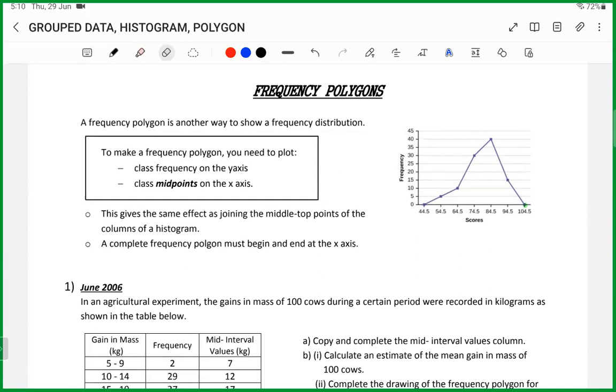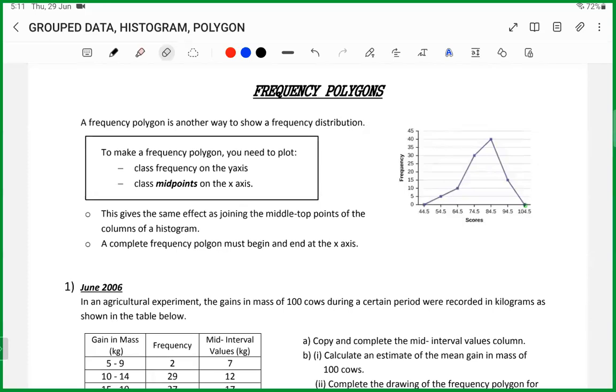So in a frequency polygon, it's not difficult, but it's easy to just confuse what you have to plot for each one, you know, to get them mixed up. So for the histogram, remember you use the class boundaries to get your vertical lines. For the frequency polygon, you use the class midpoints. And with this one, you are plotting coordinates, plotting points, right? So the points that you need to plot would be x coordinate is the class midpoint, and then the y coordinate is the frequency, right?